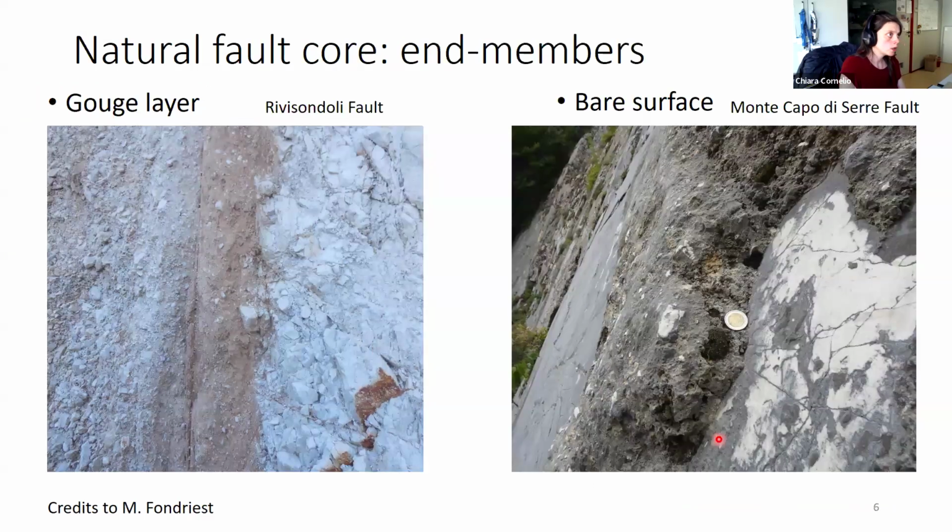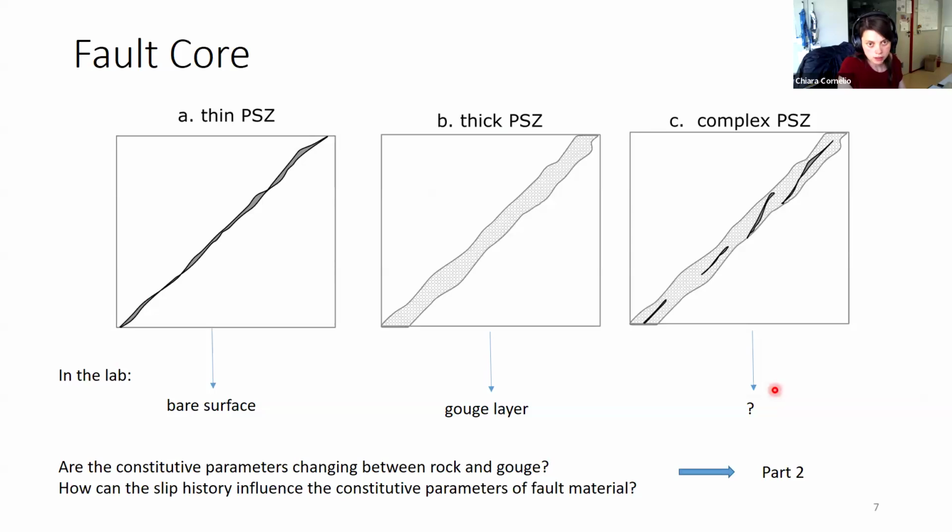Moreover, we can identify two end members. So when the slip is occurring on a gouge layer, that is here in the middle, or when it's occurring between bare surfaces, so let's say more asperity contact. And this is a way that we can also represent in the lab. So a thin principal slipping zone can be represented by two samples of bare rock, while a thick principal slipping zone can be represented by a layer of gouge.